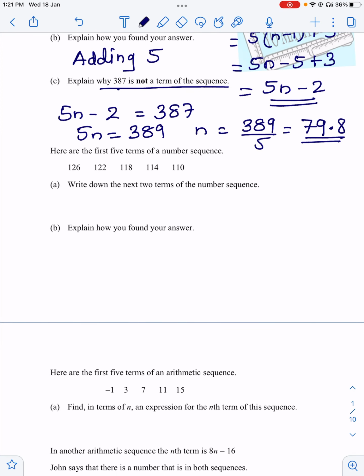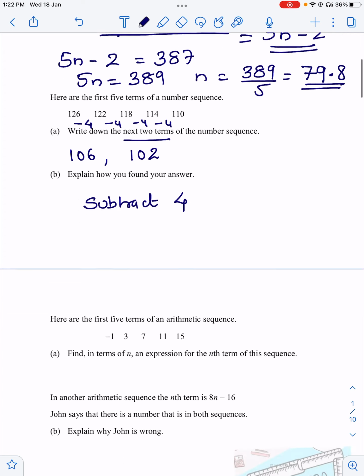Next, look here carefully. 126, 122, 118, 114, 110. This clearly indicates that this sequence is reducing. It is reducing by minus 4, minus 4, minus 4, minus 4. So when they ask you the next two terms, 110 minus 4 is 106. 106 minus 4 is 102. Explain how did you find the answer? By subtracting 4. So just subtract 4 and you get the answer.